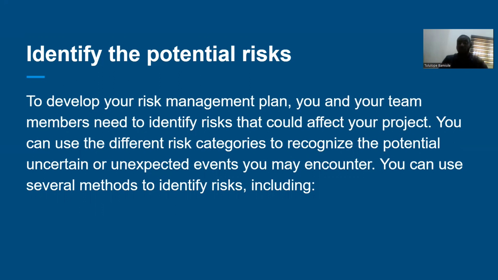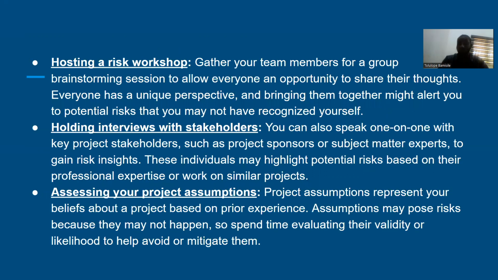You can use several methods to identify your risks, including the following steps. Hosting a risk workshop, where you brainstorm together all the different ideas of risks this project can come up against from your team members. They will tell you different risks that they are thinking of. Then you find, I've never thought about this risk. So it comes out from there. You can pick ideas of risks that can hinder your work, that can slow it down. So you pick it from there.